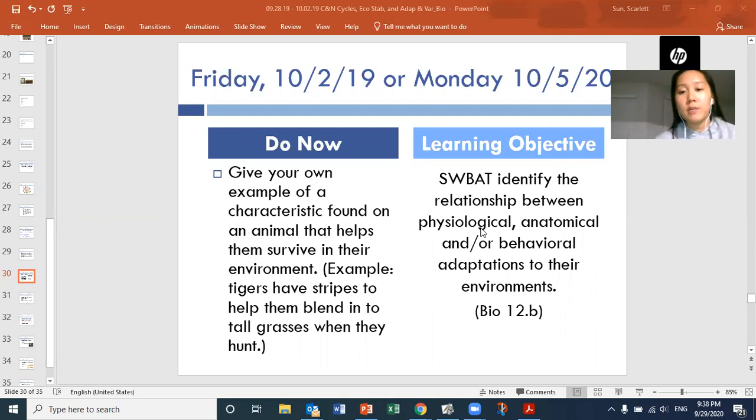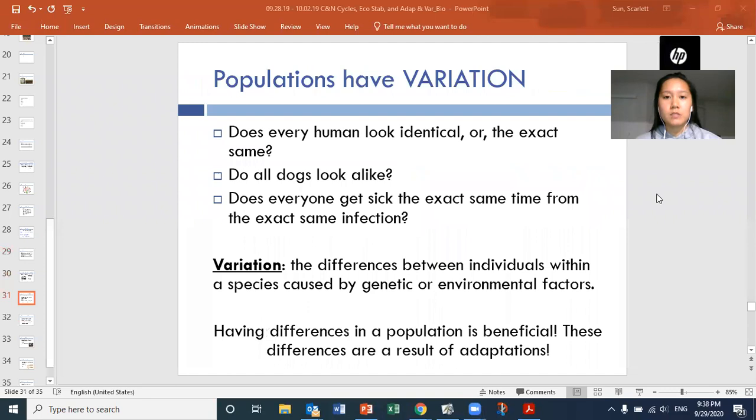All right, so our learning objective is that students will be able to identify the relationship between physiological, anatomical, and or behavioral adaptations to their environments. So first of all, we got to establish that populations have variation. Now, think about this real quick. We're going to go through these 3 questions together.